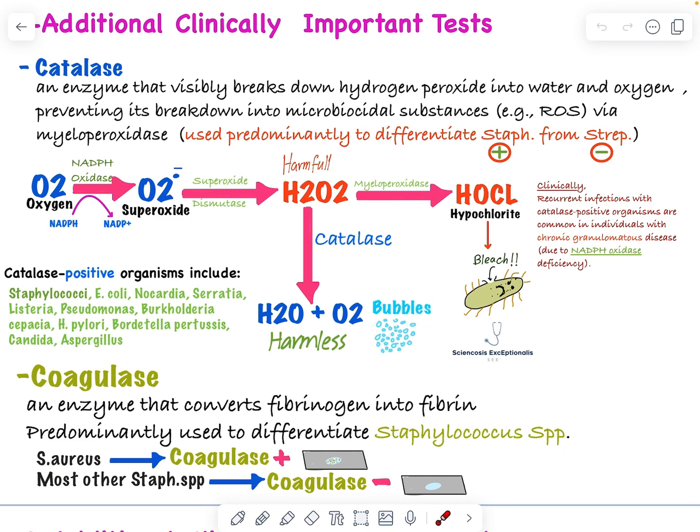Staphylococcus aureus bacteria are coagulase positive, resulting in clot formation. Most other Staphylococcus species are coagulase negative, resulting in no clot formation.